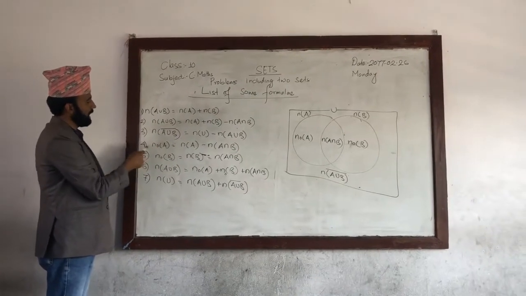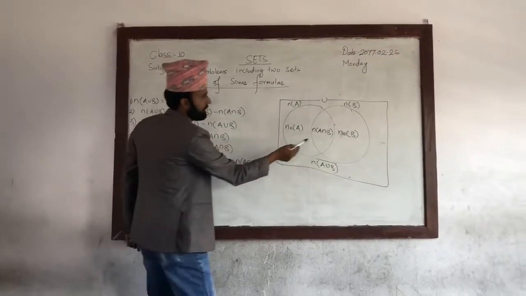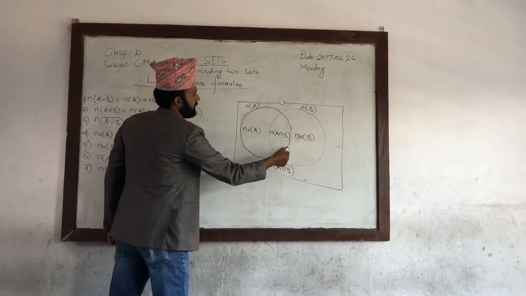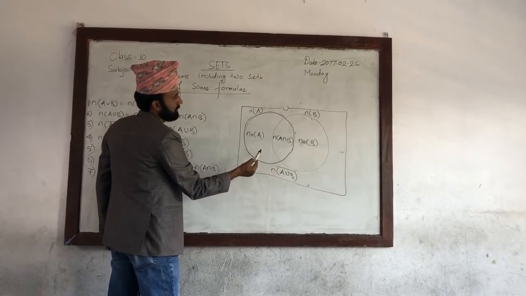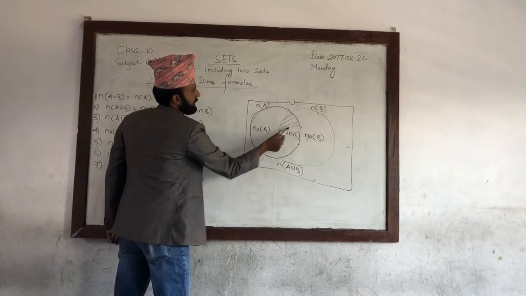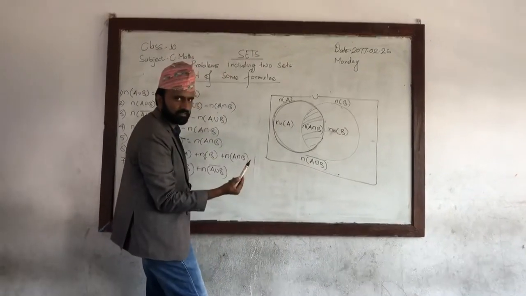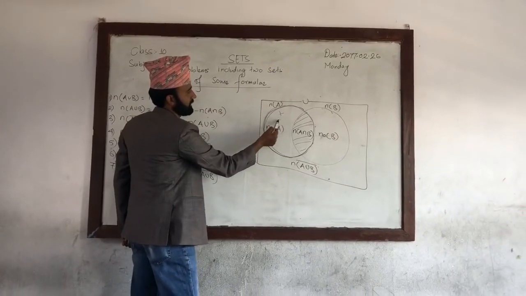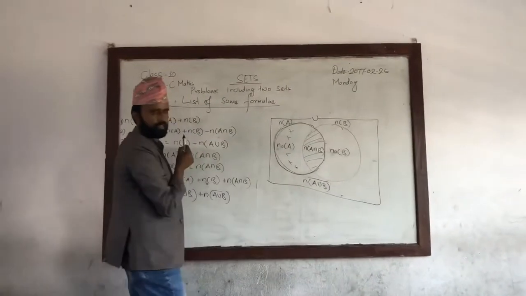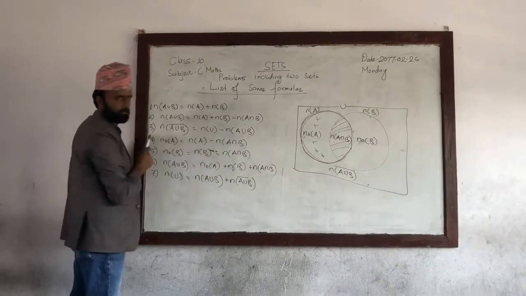Also, how do we find only A? You can see from here, this is set A. If you subtract this portion from set A, what is left? Obviously, this portion is left. These portions mean only A. Only A means n of A minus n of A intersection B.